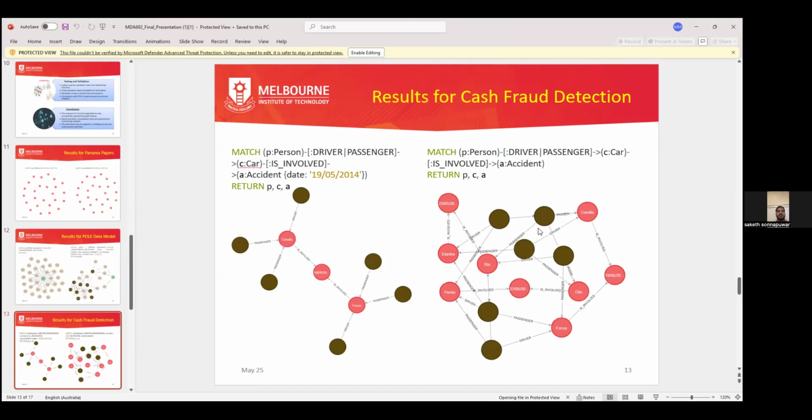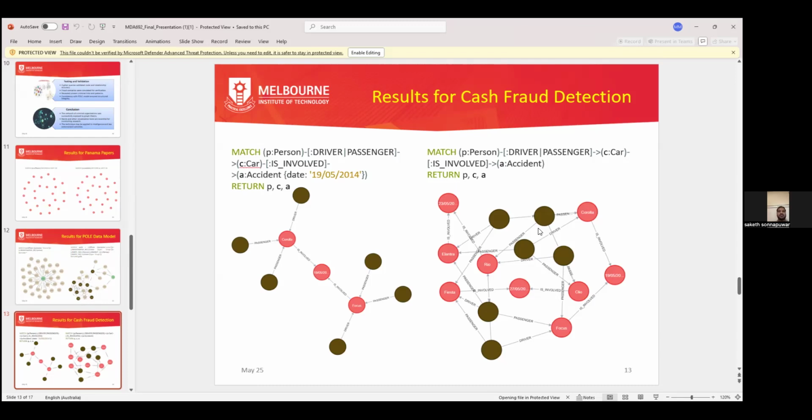Results for cash fraud detection. This section focused on detecting fraud using car accident data. We acquired links between people, vehicles, and accident records. By doing this, we were able to find patterns like some individuals or cars showing up in multiple incidents. This helped us identify possible fraud risks where people might be collaborating on faking insurance claims.